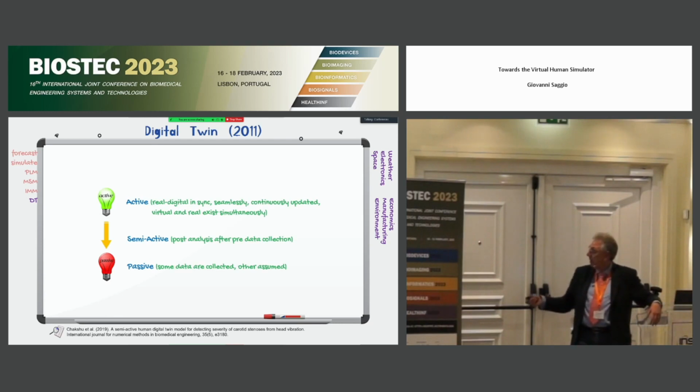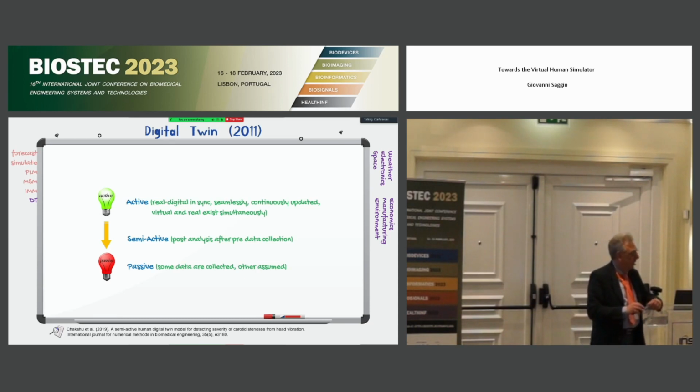But if we think of a passive version of the digital twin, some data are collected, others are assumed. It means that we don't need data always. Maybe sometimes we can assume the presence of some data, but they are not always the key element. Okay, and then we have something in the middle, semi-active. Okay, that is something.